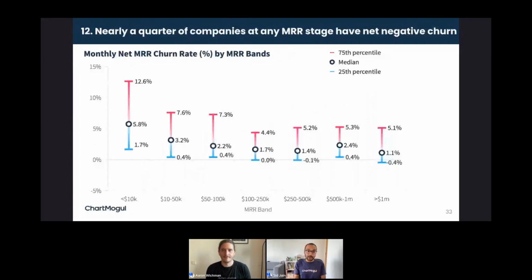The last insight that I want to leave you all with is net MRR churn rate split by different MRR bands. We have all heard about negative churn in SaaS and how negative churn is SaaS nirvana. We have also heard how tough it is to achieve negative churn. And yes, all of that is true. But on the other hand, what I also wanted to highlight is that close to 25% of the businesses at any MRR band range have negative churn.